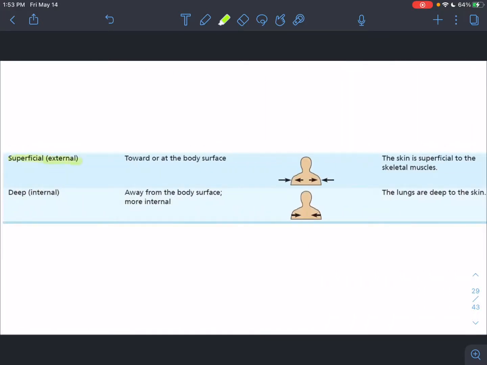Next we have superficial, which means towards the body's surface. The opposite of that is deep, which means away from the body's surface, so it's more internal. For example, the skin is superficial to the skeletal muscles, right? The skin is closer to the surface than your skeletal muscles. Deep, your lungs are deep to the skin, right? Your lungs are more internal than your skin is. So that's superficial and deep.